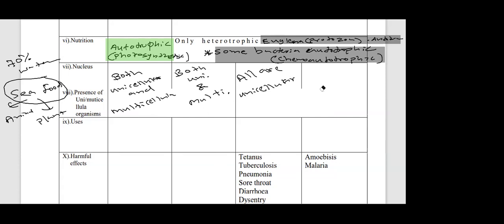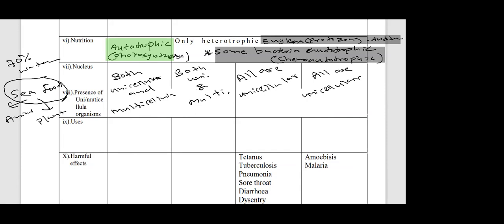Then last one, protozoa. All are unicellular. That means all are microscopic, all are unicellular. Unicellular means one cell. The entire organism is made of one cell. You all are unicellular. Understood? So therefore, under fungi and algae, you get both unicellular organisms and multicellular organisms.